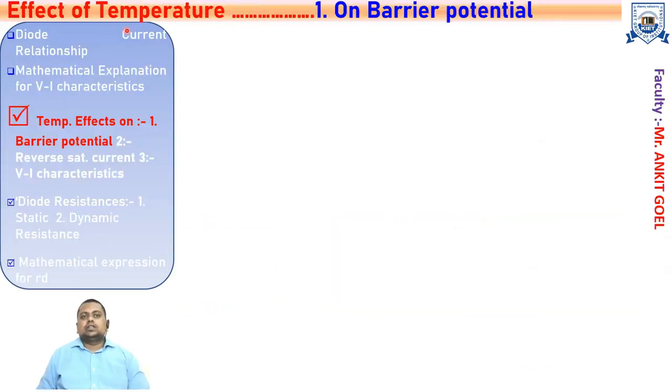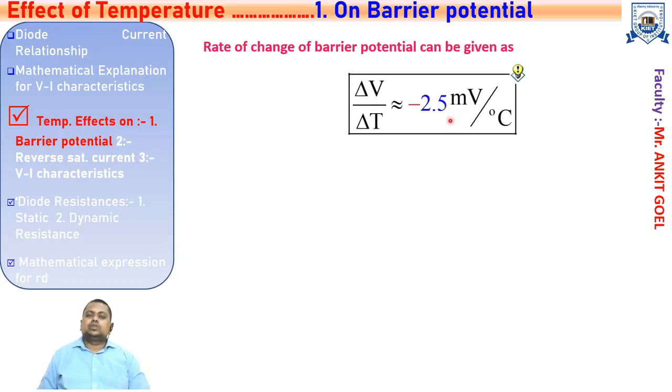Now let's see the effect of temperature on the three parameters. First, the barrier potential we will take. We have seen that the rate of change of the barrier potential can be given as delta V upon delta T equals minus 2.5 millivolt per degree centigrade. This expression is telling me that for every 1 degree rise of the temperature, the barrier potential will be decreased by 2.5 millivolt. So, what is the reason behind this expression?